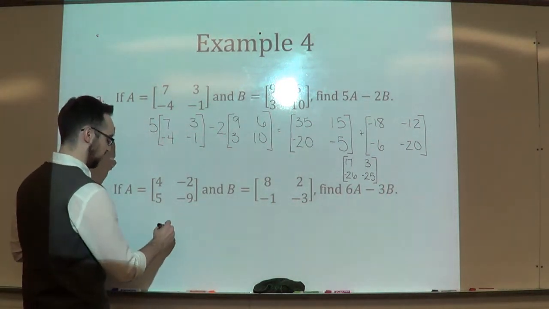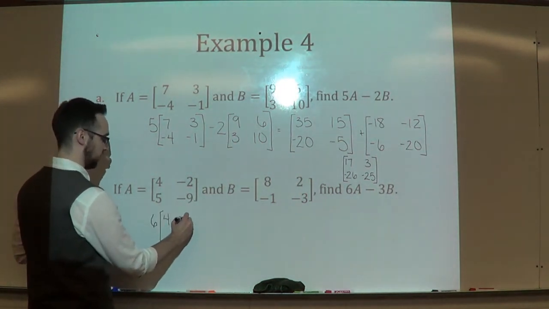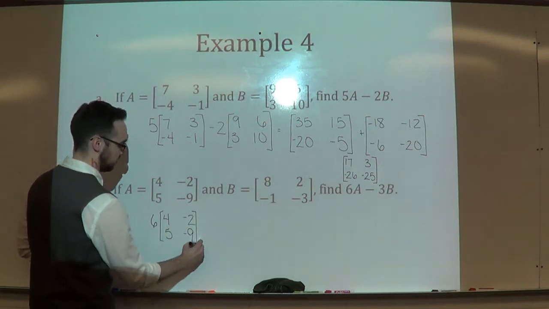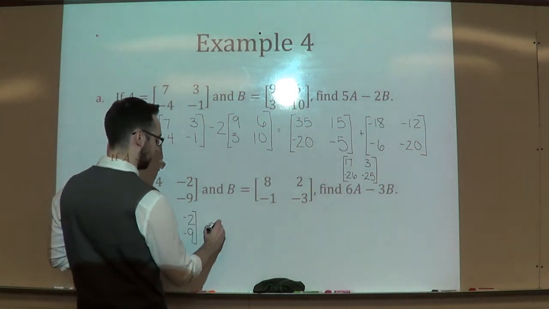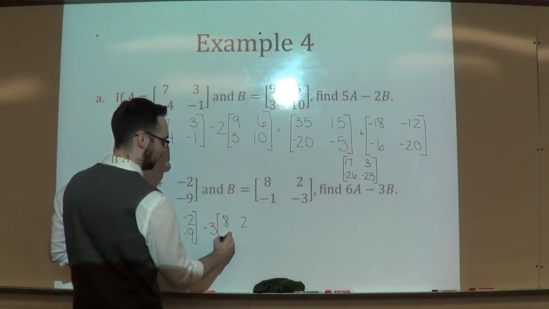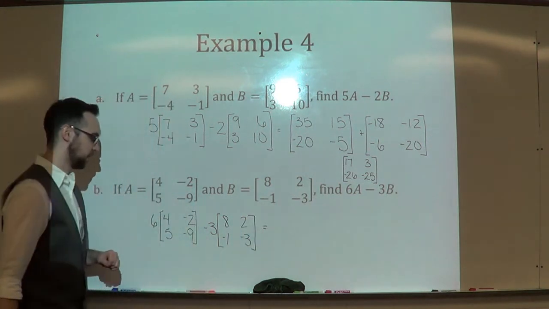So once we work this out again, we're going to have 6 times a, so we have 4, -2, 5, and -9. Minus 3 times b, which is 8, 2, -1, and -3.